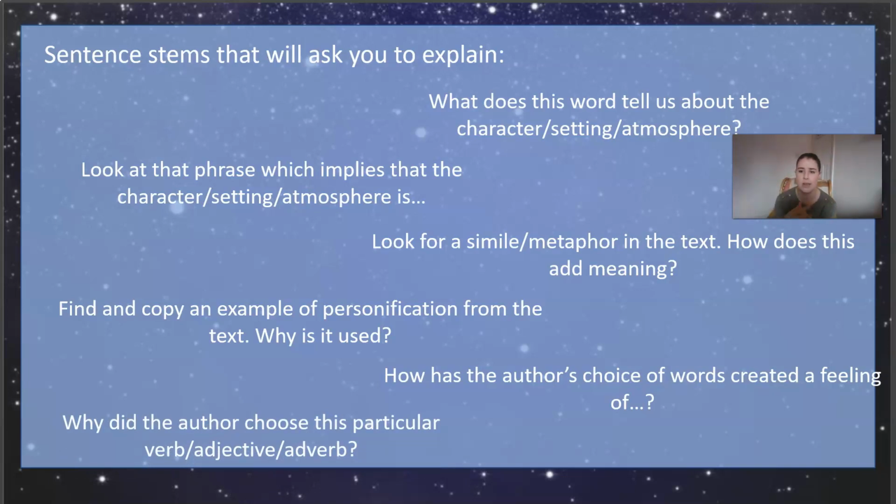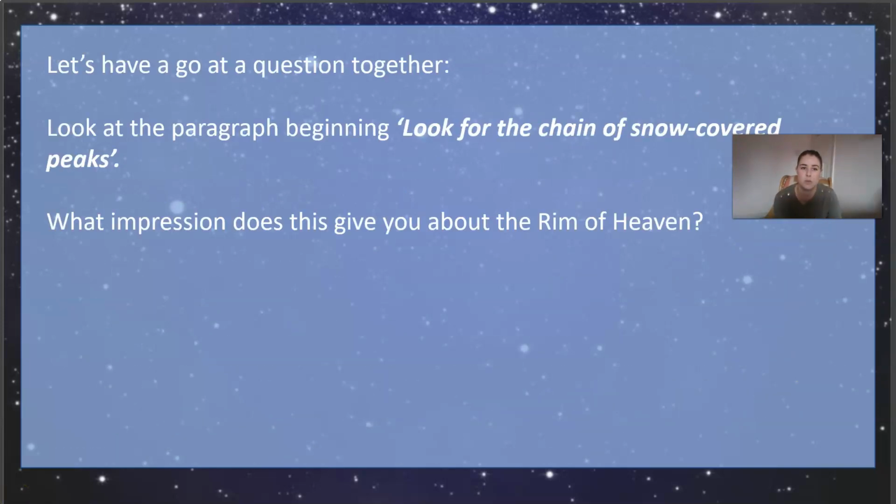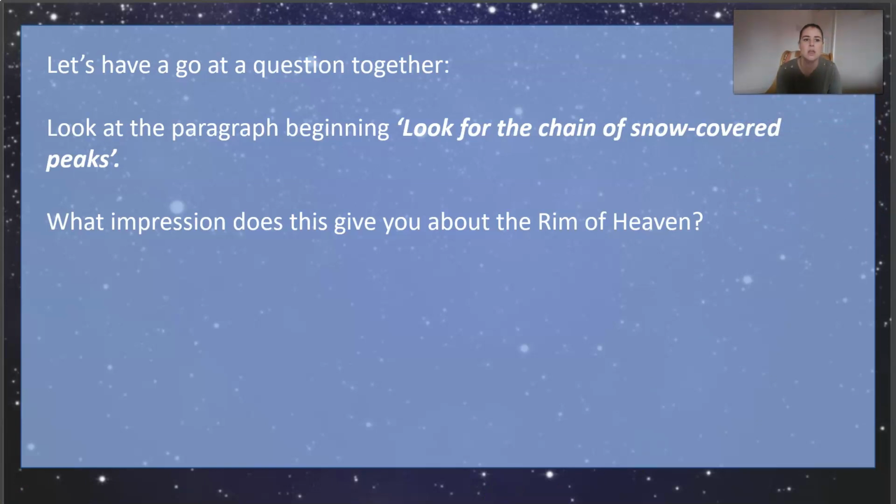Okay, so let's explore some of these questions and have a go at doing one together. And then I'll give you a chance at doing one on your own and then I'll set you off on your activity. Okay, so let's have a look at this question together. Let me move my face so you can see. So look at the paragraph beginning, look for the chain of snow-covered peaks. So that's on the second page in chapter 2. What impression does this give you about the rim of heaven?